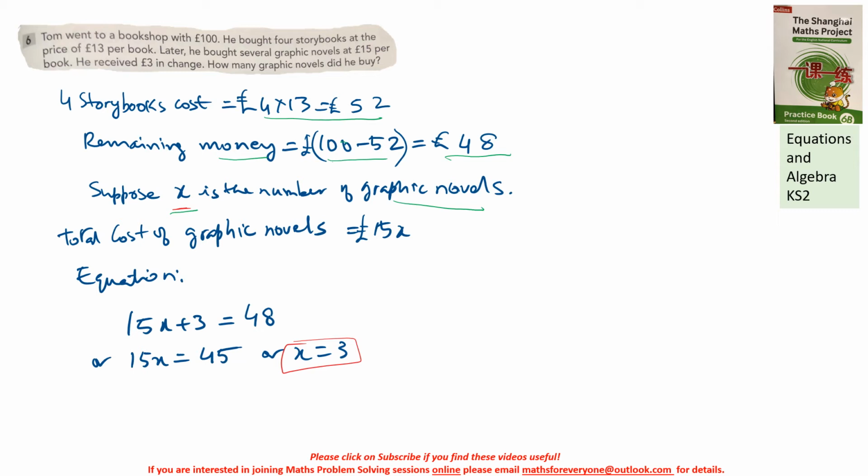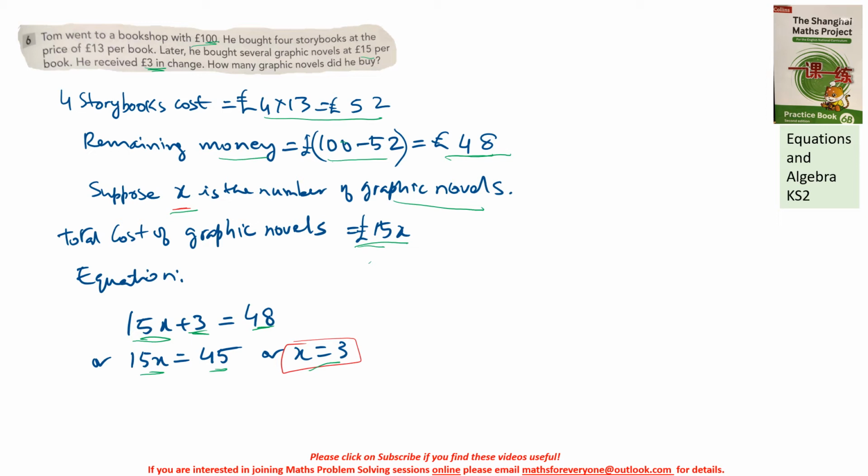So the cost of those graphic novels is £15 per book, so it's 15x. One costs 15. He received £3 in change. The total is 100, and the remaining was 48. So 15x plus 3 is 48, and 15x is 45, x is 3. So x is the number of graphic novels he got.